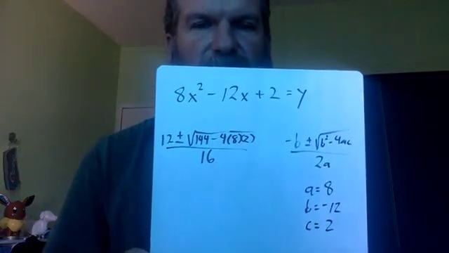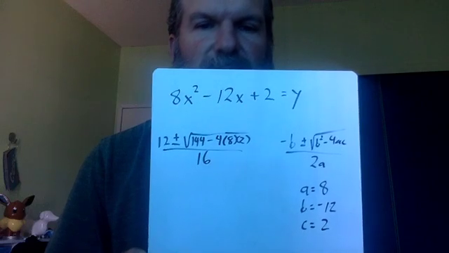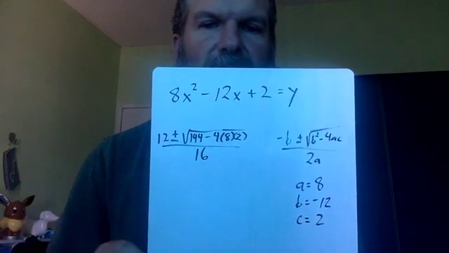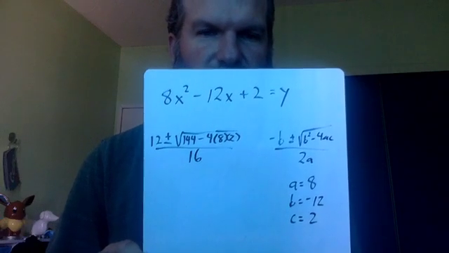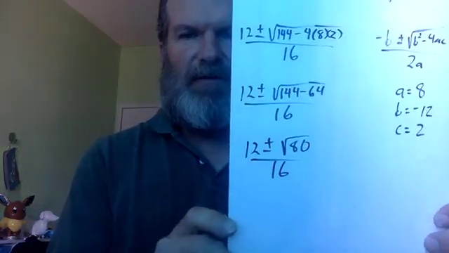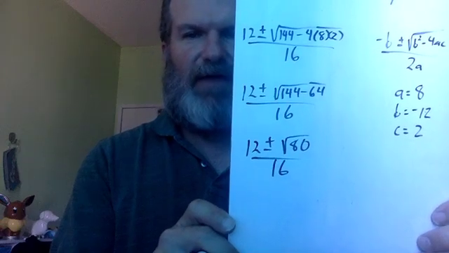Now we have to finish up the math inside the square root symbol, and that's why I had you do the lessons that you did the last 2 days, because that's going to help you simplify that radical. So first it's 144 minus 64, because 32 times 2 is 64. So 144 minus 64 is 80. So it's 12 plus or minus the square root of 80 all over 16. All right, so far not so bad. Now we have to simplify the square root of 80.